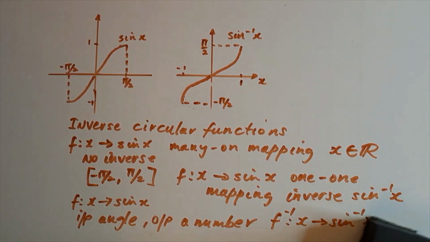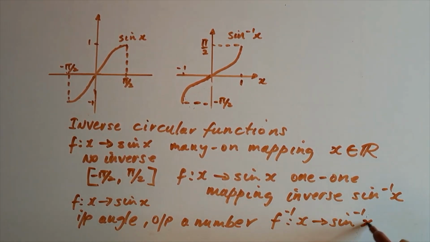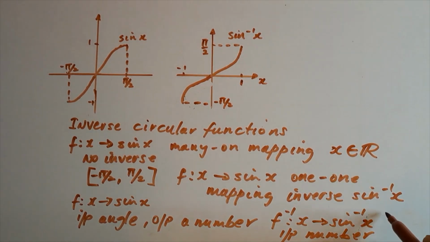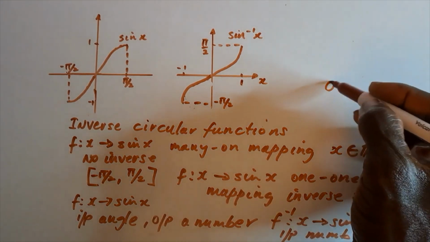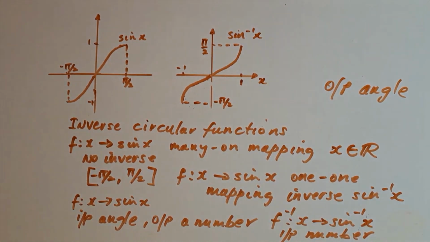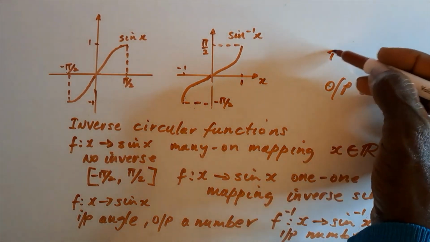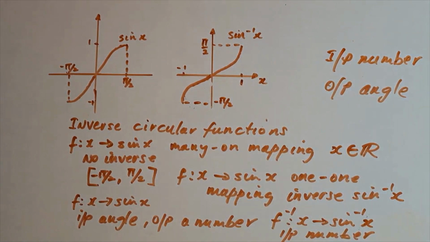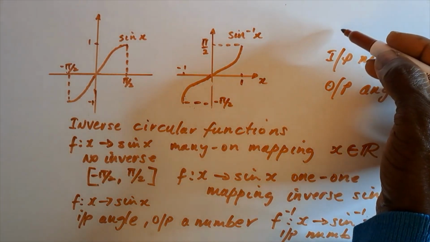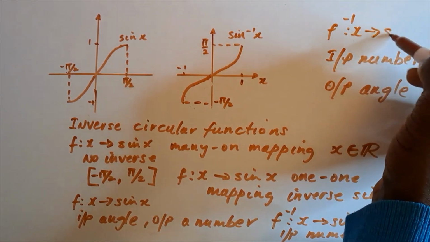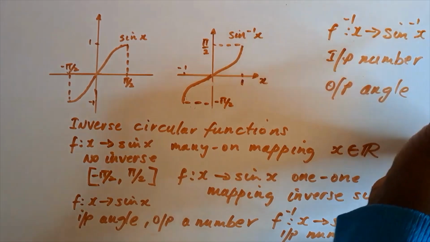Let's just say an x. So input is a number, and the output, let's write it up here, the output is an angle. Right, so input a number and output an angle for f inverse, which maps x to sine inverse x.